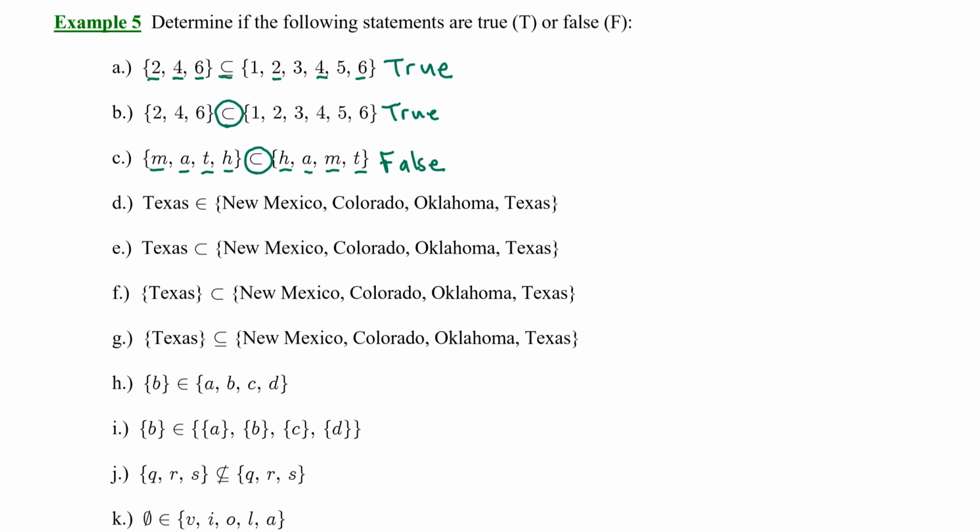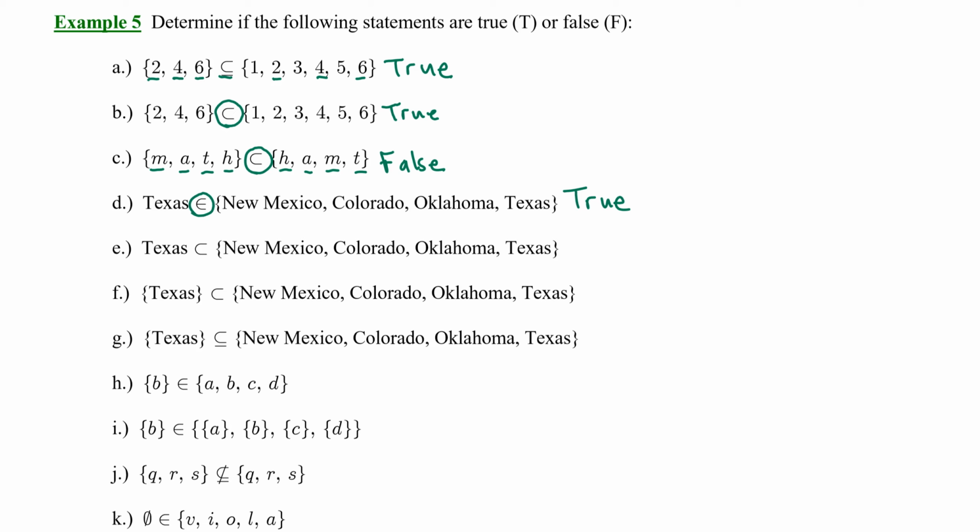Be careful with examples D through G. There are little subtle differences in the notation that affect how we make our conclusion. Remember, every single mark in mathematics is efficient and dense, and it expresses important information. So example D says Texas is an element of the set containing New Mexico, Colorado, Oklahoma, and Texas. Remember, this is our set membership symbol. It says Texas belongs to that set, and that is true.